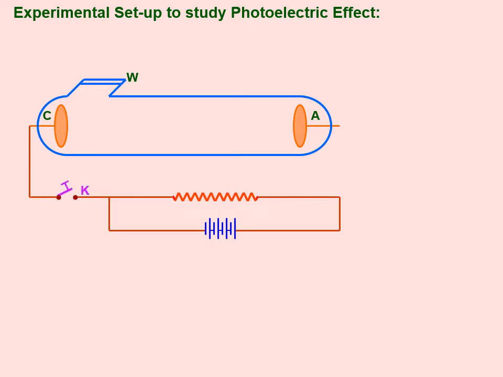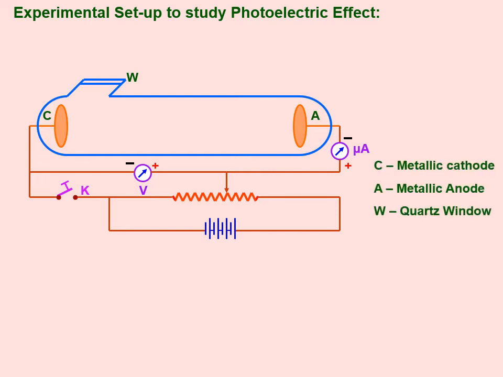Now C is connected to negative of battery through a key, and A is connected to positive of a battery, and there is a microammeter connected in series, and also there is a voltmeter connected across plate C and A to measure the potential difference between plate C and A. Now C is metallic cathode, A is metallic anode, W is quartz window.